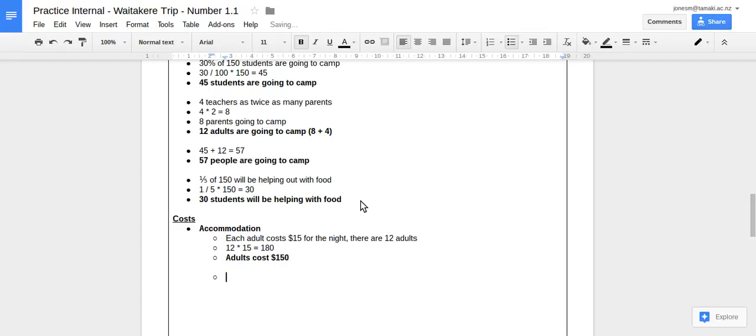Alright, now each student costs $9.50, and how I got that was 15 less 5.50 for the night. We have 45 students, so in total we have 45 times 9.5, and that gives us 427. So students cost 427.